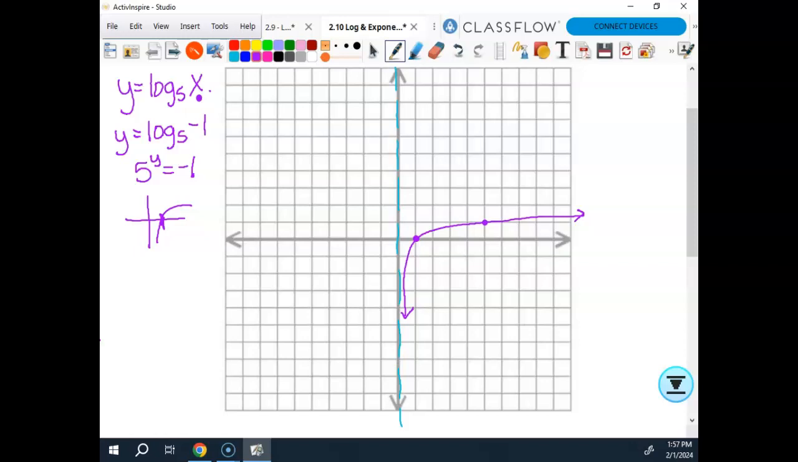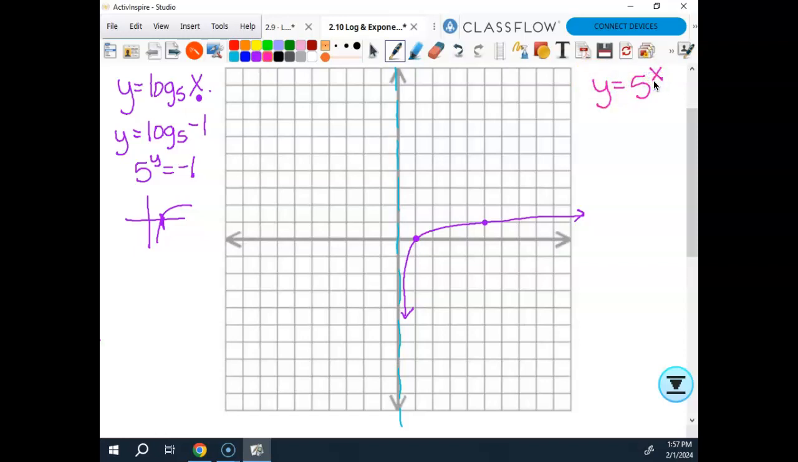There's my log. Yes, at the, what, x equals 0, but yes. Okay, we good with that? Okay, so now then let's look at our exponential. That was y equals 5 to the x power.